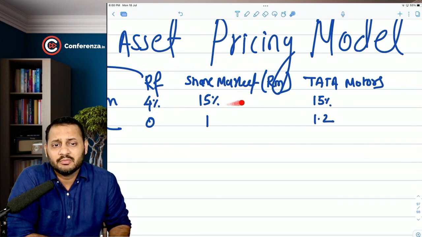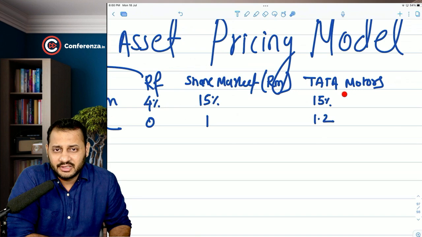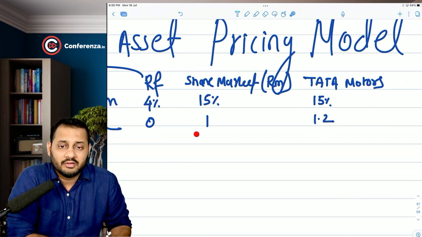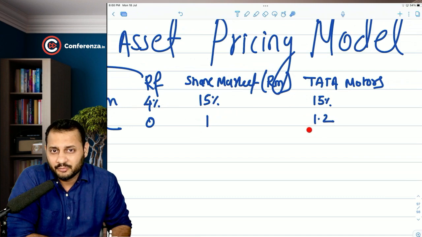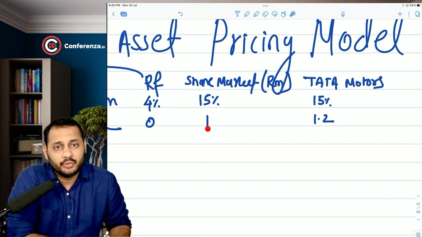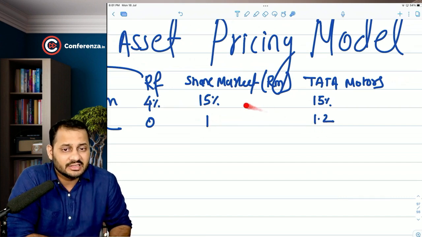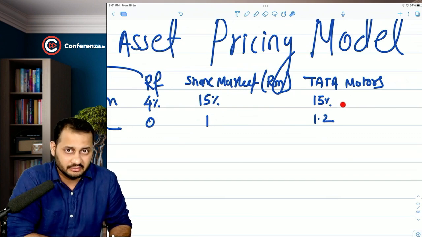If I'm going to get the same level of return, why would I take higher risk by investing in Tata Motors? 15% return is received in the share market as a whole at only 1 risk. Then why would I take 1.2 risk? So the question here is, if we want to convince investors to shift from the share market to Tata Motors, then we have to make sure that the increase in the risk is justified by the increase in the return. Are you getting it?